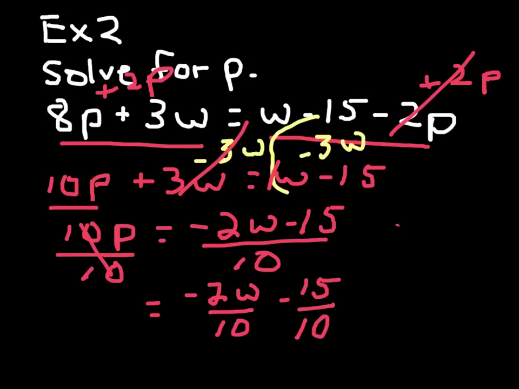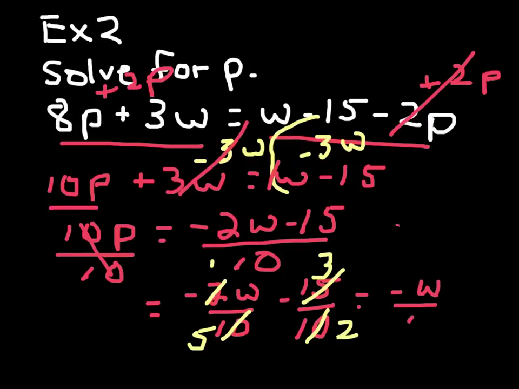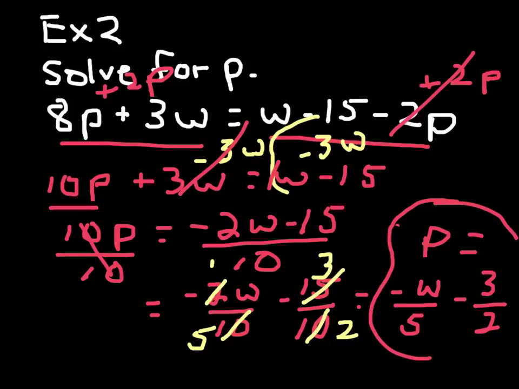It means everything in top over the 10. So I can divide 2 and 10 by 2. I can divide 15 and 10 by 5. And what do I have left now? I have left a negative 1w, or I'll just write it as a negative w over 5 minus 3 over 2. And that is what p is equal to. So p is equal to negative w over 5 minus 3/2.